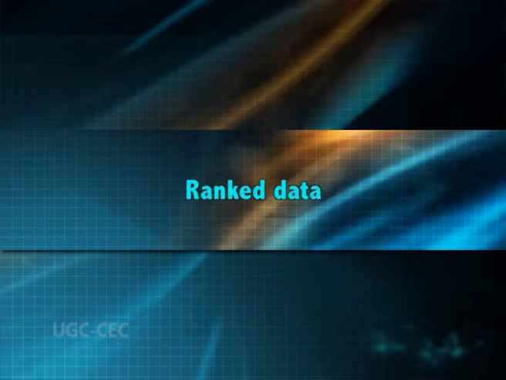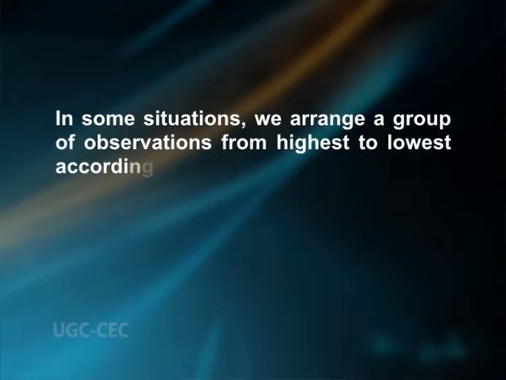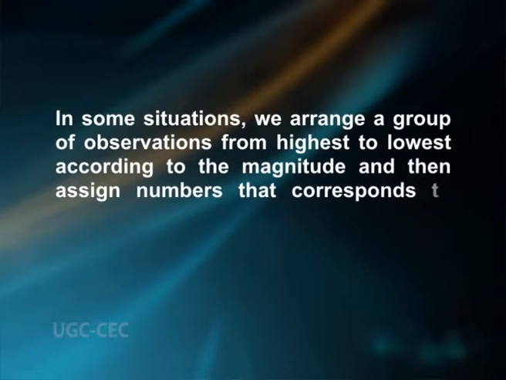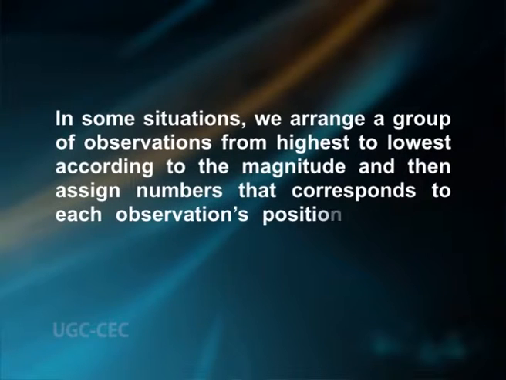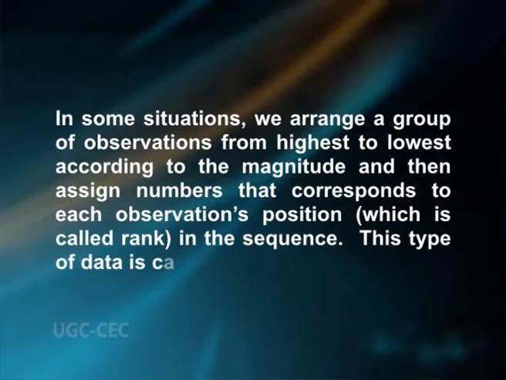Ranked data. In some situations, we arrange a group of observations from highest to lowest according to the magnitude and then assign numbers that correspond to each observation's position, which is called rank in the sequence. This type of data is called ranked data.